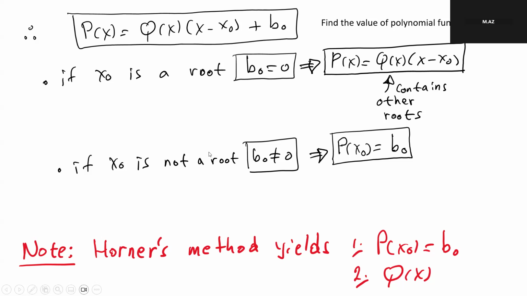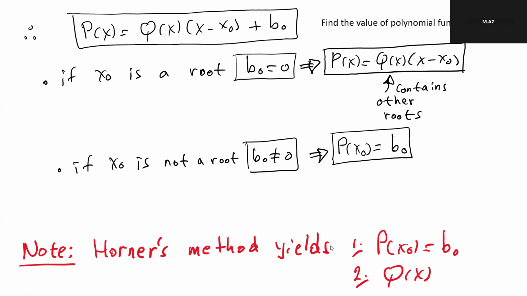But if the remainder of the Horner's method is not 0, we can say that x0 is not a root of this polynomial function, and the value of the polynomial function at x0 is equal to the remainder.